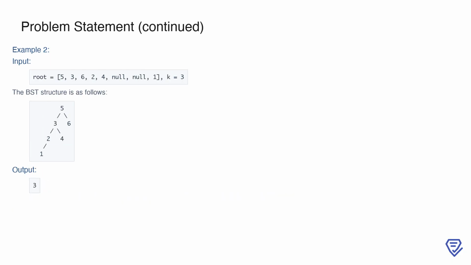Let's consider another example. Here, the input BST has the root node 5, with 3 and 6 as its left and right children. The left child, 3, further has two children, 2 as its left child and 4 as its right child. The node 2 also has a left child, 1. The tree structure is provided here. If k is 3, we're looking for the third smallest element. Performing an in-order traversal of this BST produces the sorted sequence 1, 2, 3, 4, 5, 6. The third element in this sequence is 3, so the output is 3.